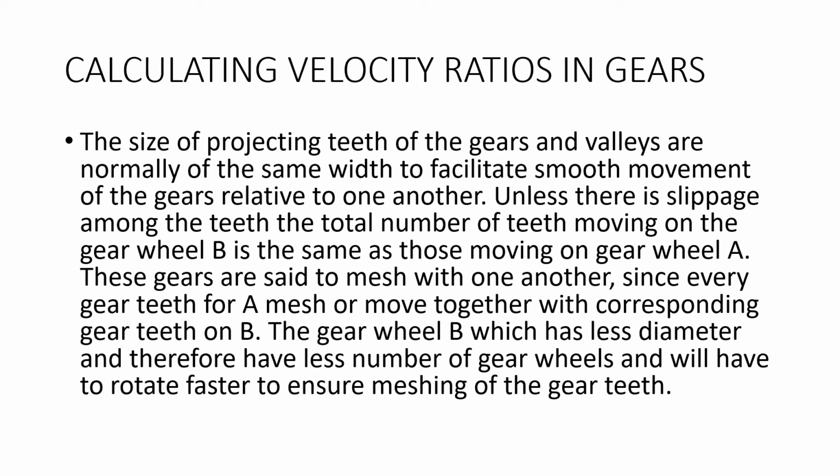The teeth of gears are normally made the same width to facilitate smooth movement of the gears relative to one another. Unless there is slippage among the teeth, the total number of teeth moving on gear wheel B is the same as those on gear wheel A. These gears are said to mesh with one another, and since every gear tooth on A moves together with the corresponding tooth on B, gear wheel B, which has a smaller diameter and therefore fewer teeth, will have to rotate faster to ensure meshing of the gear teeth.